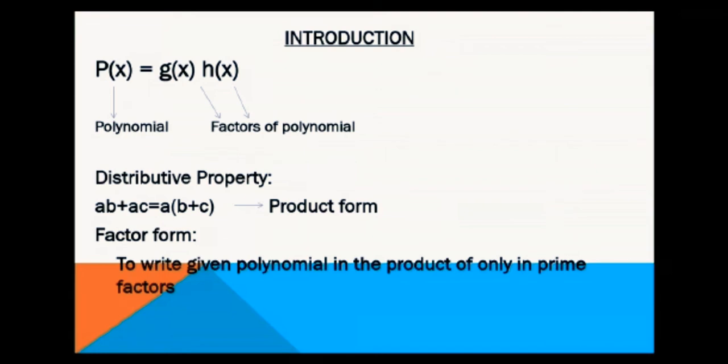You know about the distributive property, that was ab plus ac equal to a into b plus c. You can observe here a into b plus c is a product form, which is factor form. By taking a as common, b plus c will be inside, so it will be a factor form, and basically factor form means written in a product form. So the factor form is to write the given polynomial as a product of only prime factors. So whenever you need to factor, it means you will find the factors in a product form.